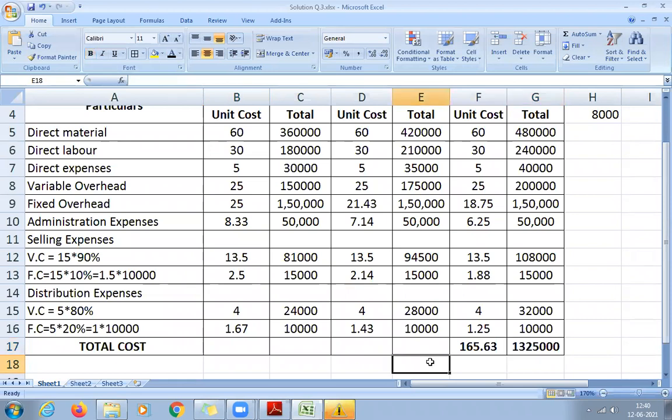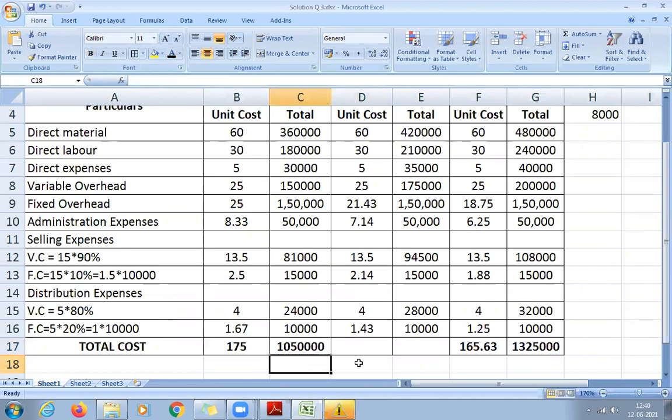Yeah, correct. Next, other students, please verify if this answer is wrong. Please let me know if you're getting some other answer. Yeah, 6,000 units, sir. Tell me per unit. Unit cost 175. Yeah, that's correct. Total 10,50,000. Also correct.